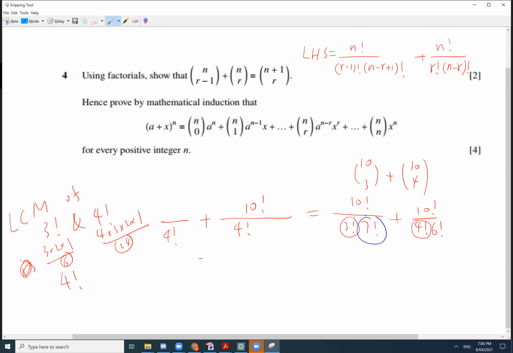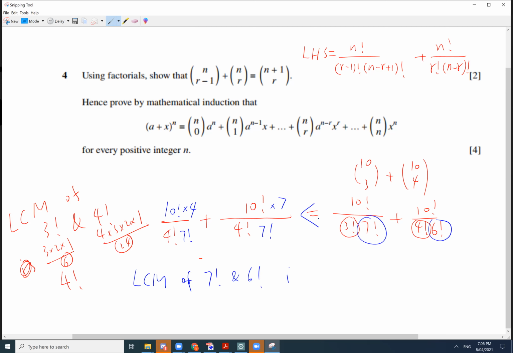For the other part, Eden, we got 7 factorial and 6 factorial. What's the lowest common multiple of 7 factorial and 6 factorial? Yes, 7 factorial. Now, for this one we need to times by 7. For this one we need to times by 4. Check if you understand.